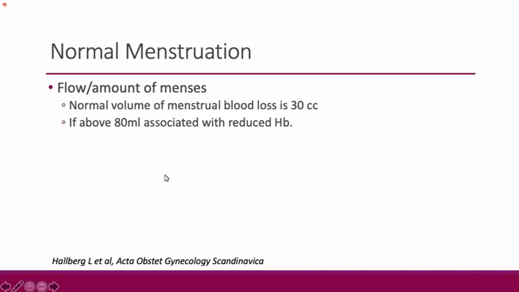Now, do you know how we came across this 80 ml reducing HB levels? How do we know that 80 ml of blood starts to reduce HB? Any idea? We consider this 80 ml a very important number for us, right? So how did somebody find out that the normal menstrual flow should be less than 80 ml?